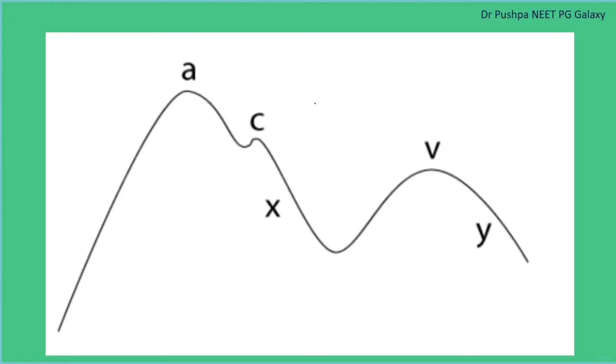This is the normal JVP. This is the measure of right atrial pressure changes. It contains A wave, C wave, V wave, and X descent and Y descent. What does this A wave indicate? It indicates the atrial contraction. This is atrial contraction, that is in the active filling phase of the cardiac cycle.